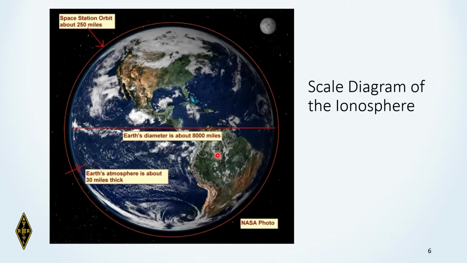So the Earth's diameter is about 8,000 miles. The atmosphere is about 30 miles thick. That's the air we breathe, and the next couple of layers. And then the ionosphere starts above that.